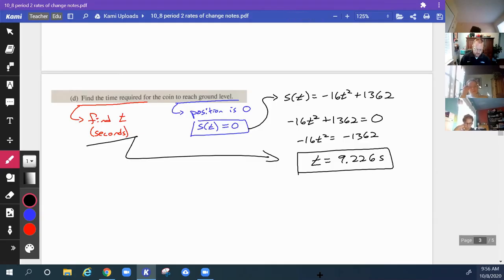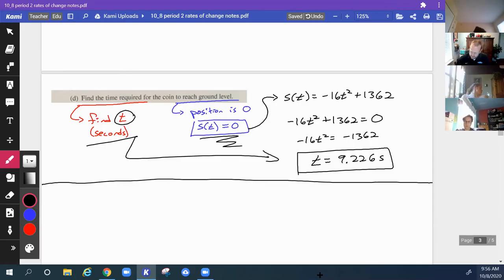But look for the key words. I'm finding time, so I'm going to find t, and when it reaches ground level. Make sure you know what you're finding. A lot of kids are just writing down numbers and they have no clue what they mean. Numbers have meaning.